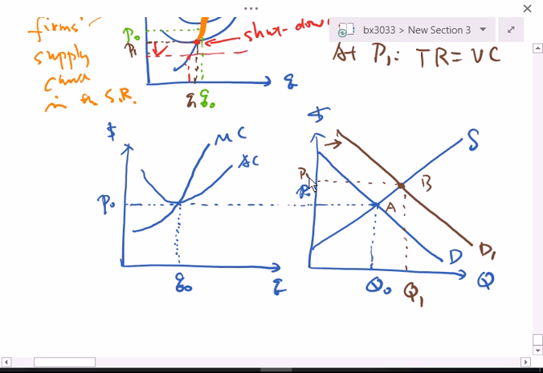So now for firms, marginal revenue, price goes up. Firms respond by still following MR equal to MC. MR is the new price. MC is here. So that's Q1. So in the short run, given that the market demand increases, the equilibrium price goes up. Firms respond by increasing their output.